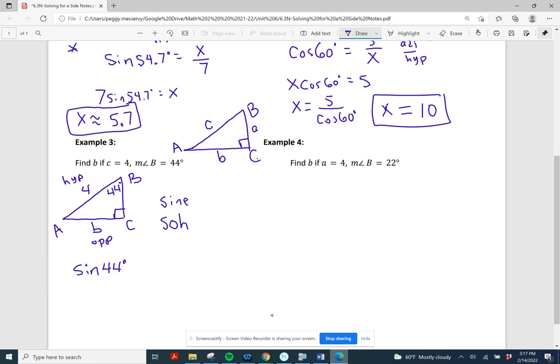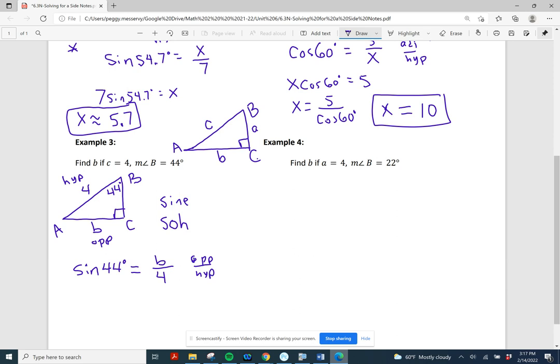Trig functions operate on angles, so the angle needs to be inside the trig function. So we do the sine of 44 degrees. That's not multiplication, it's sine of 44 degrees. That equals the opposite leg over the hypotenuse, because remember, sine is opposite over hypotenuse.